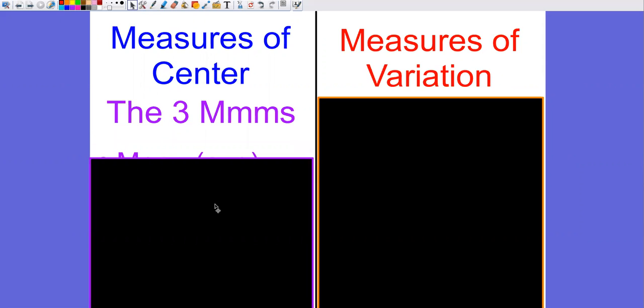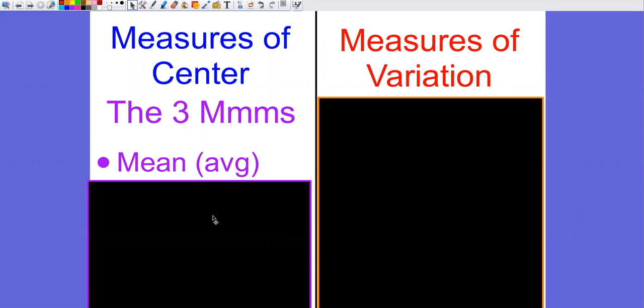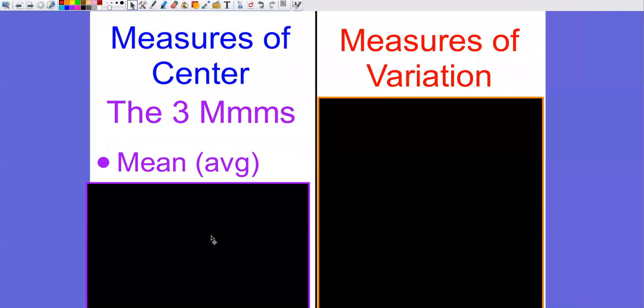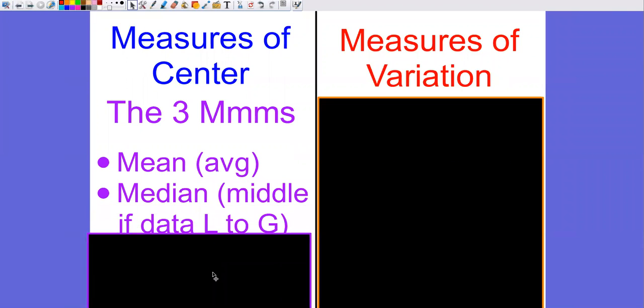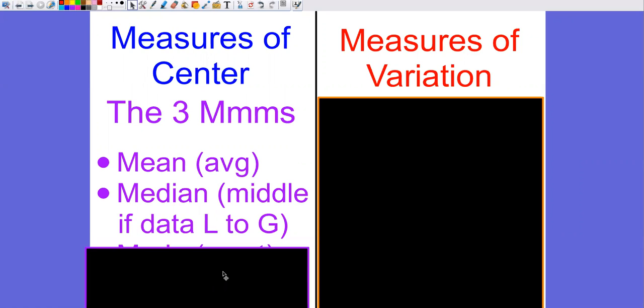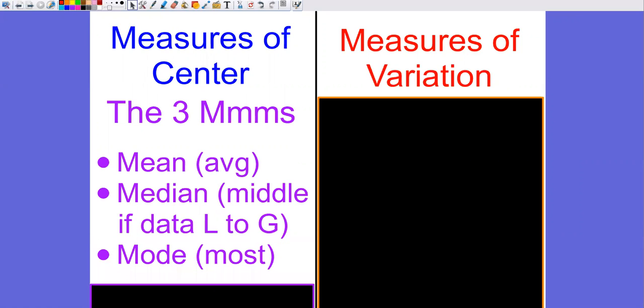Okay, what are they? They're mean, which is like the average, right? You find the sum of all the data, you divide by how many data there are. The median, which is the middle if the data is ordered least to greatest. And the mode, which is the value that comes up the most often, right? Those are the 3 M's: mean, median, and mode.